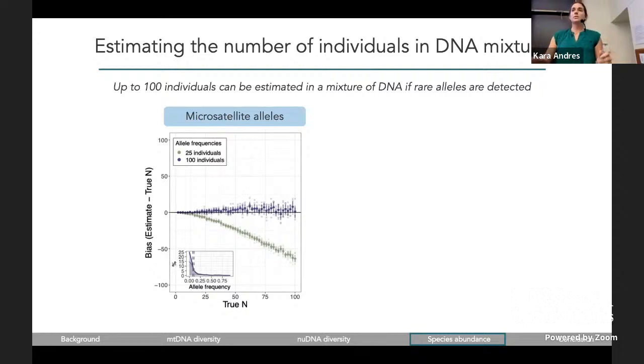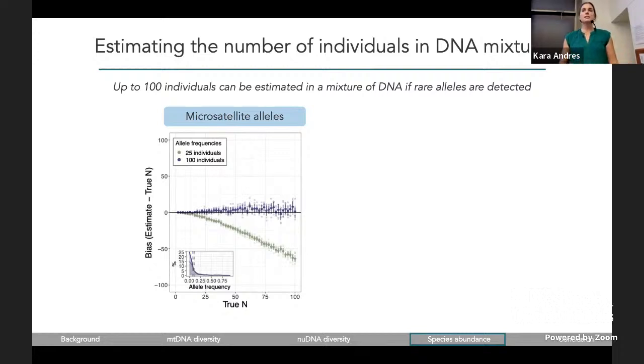Up to 100 individuals, we constructed a mixture of individuals and we applied that DNA mixture model to see how well we could estimate the number of individuals that created that DNA mixture. What I'm showing in the purple line is our estimated number of individuals minus the true number of individuals. So again, anything along that zero line is going to be a perfect estimate when we have population level allele frequencies from 100 individuals. If you recall, the DNA mixture model does require population allele frequencies.